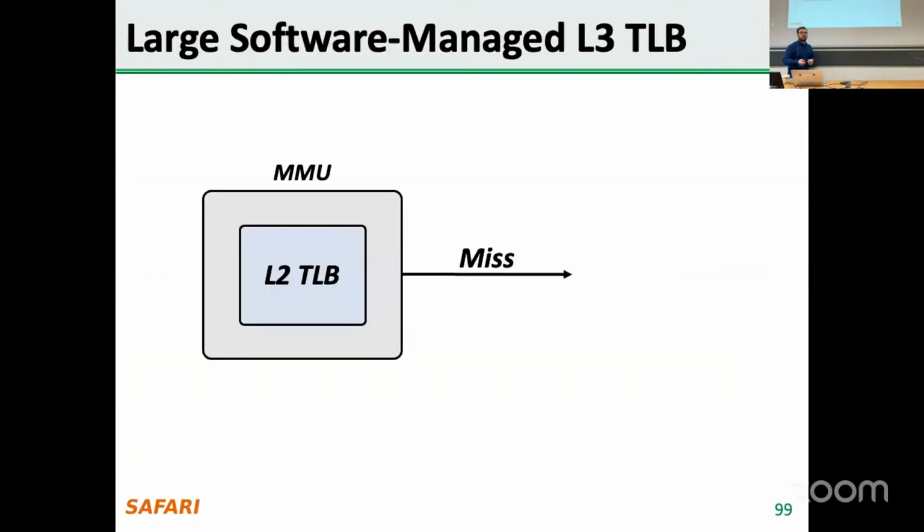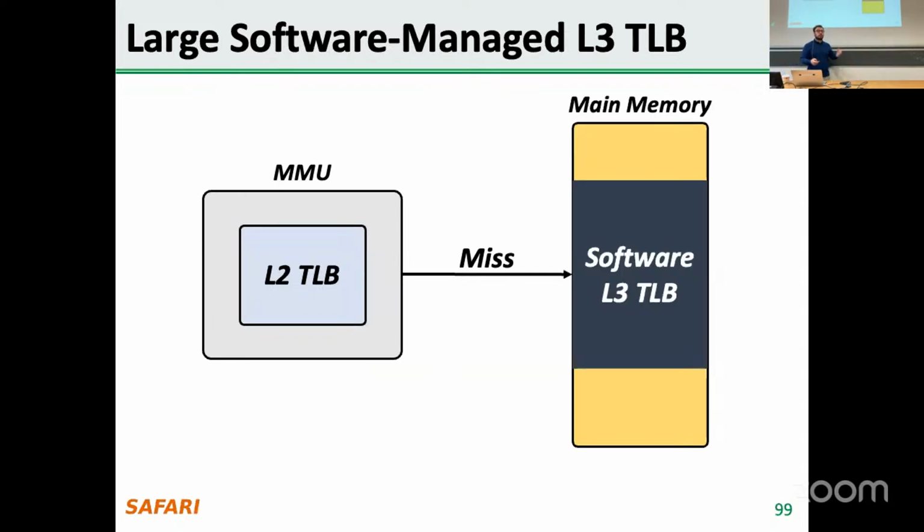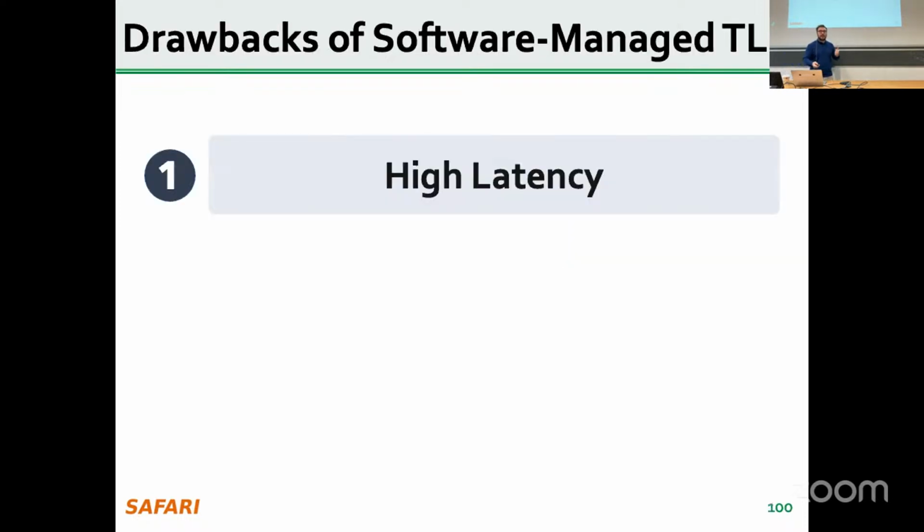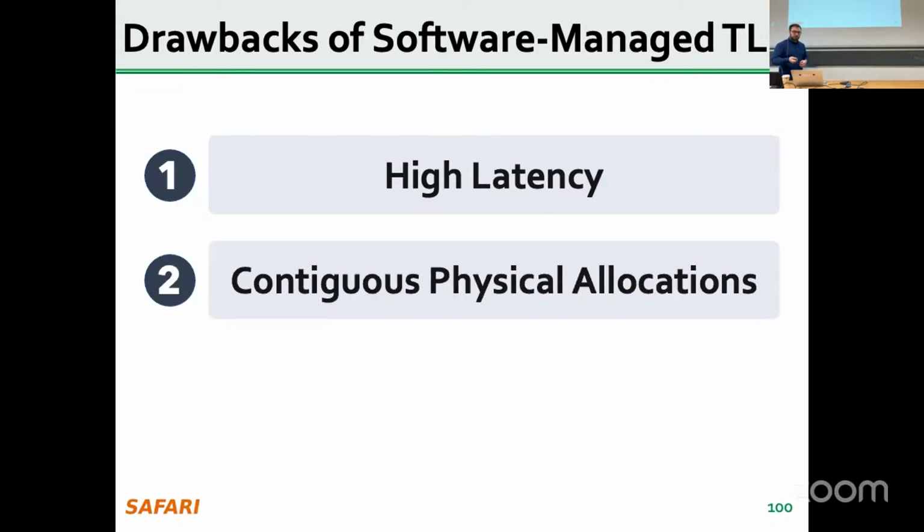A second solution is to use large software managed TLBs. What is this? Whenever we miss in the L2 TLB, we use as a backup a third level of TLB, which is stored in the main memory. We reserve a contiguous space in the main memory as a cache, as a software TLB. However, this leads to the following problems. First, high latency. We need to access the memory to retrieve the translations.